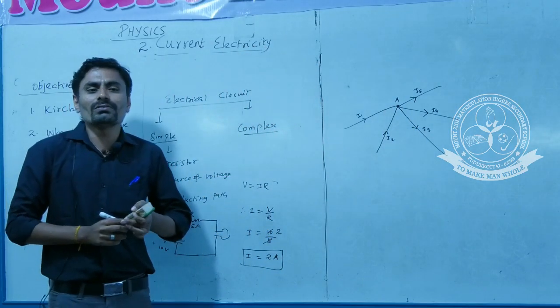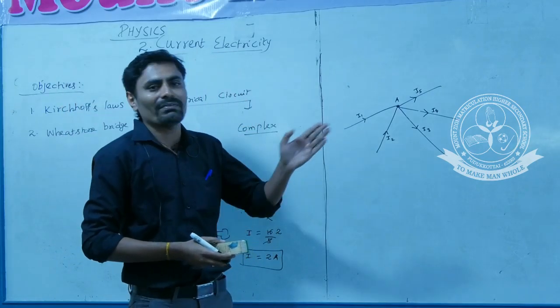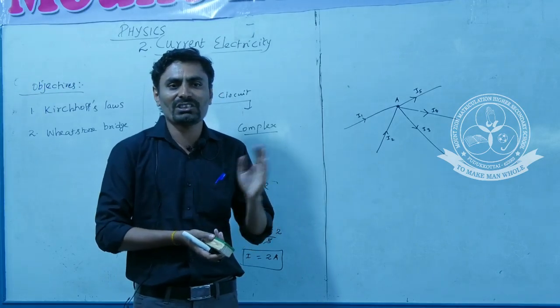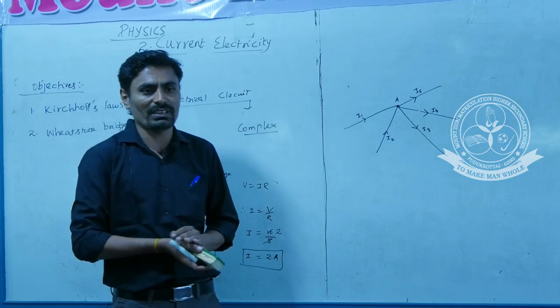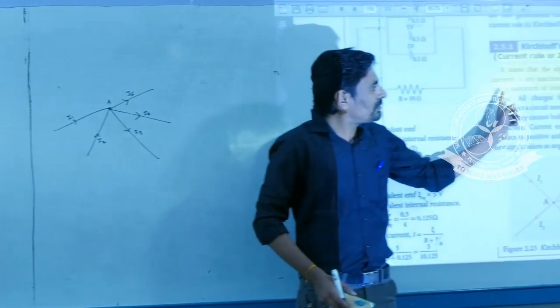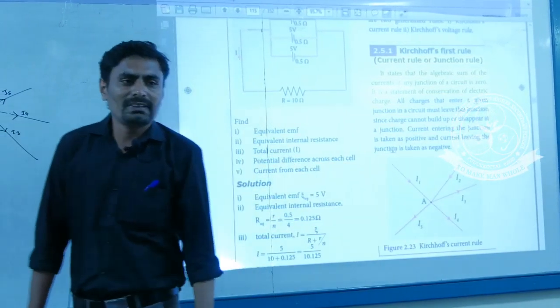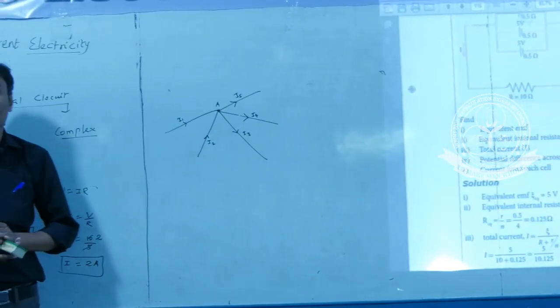So what is the first rule? The algebraic sum of all the currents meeting at any junction of a circuit is 0. This is the statement of Kirchhoff's first rule. That means the algebraic sum of the currents at any junction of a circuit is 0. This is Kirchhoff's first rule. It is a statement of the law of conservation of charge.